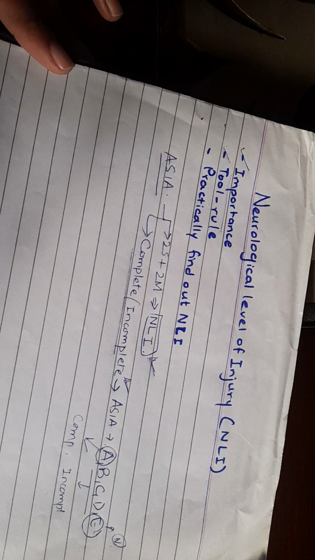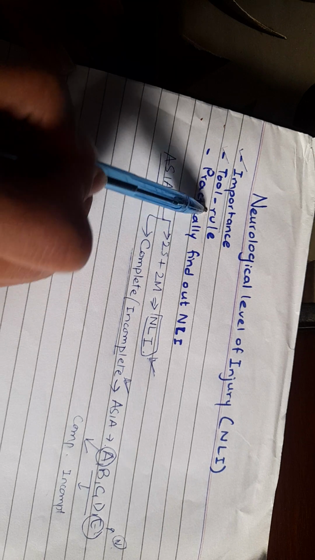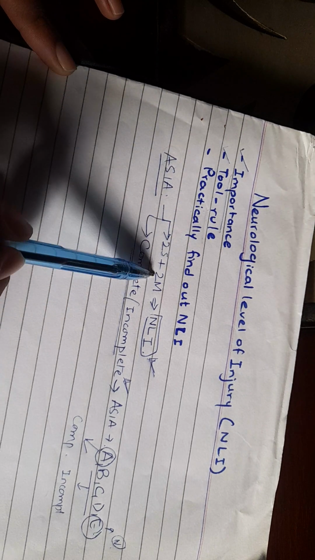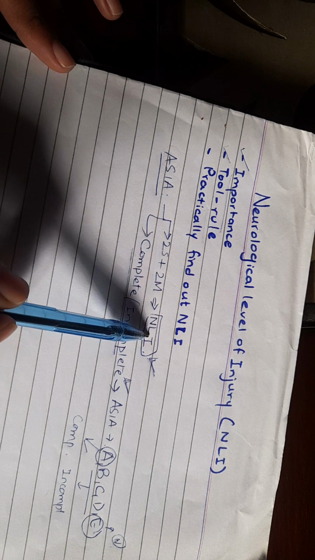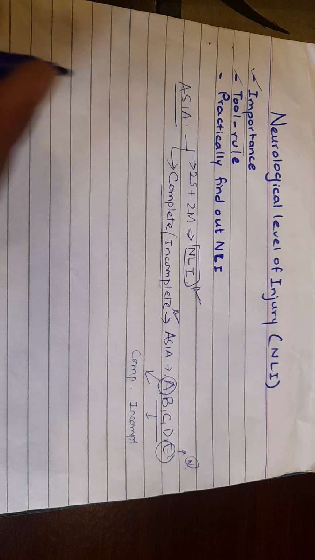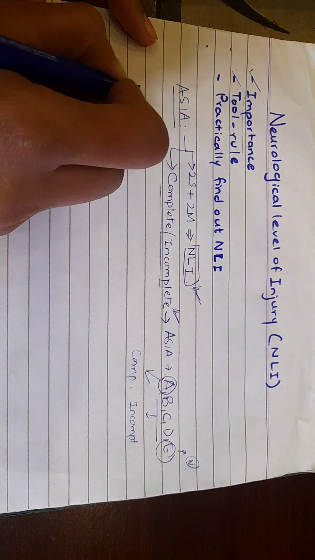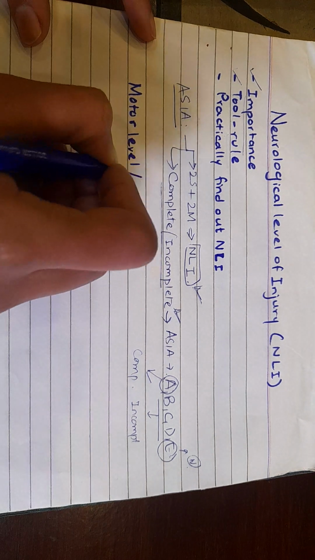Okay, so now as we have talked about the tool, now let's talk about the basic rules that we should keep in mind whenever we are determining the sensory levels, the motor levels, and then the overall neurological level of the patient. So what are those primary rules? Okay guys, so now first let us talk about the motor level, or you can also call it a myotome.